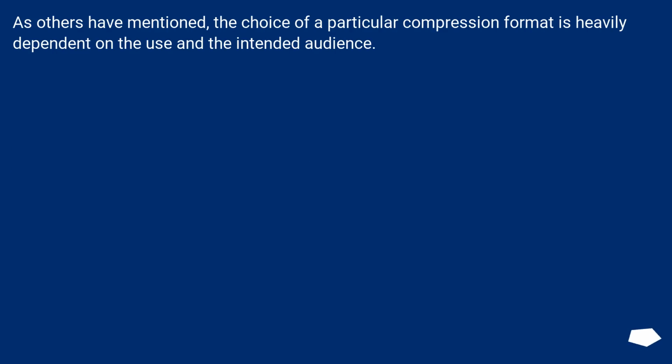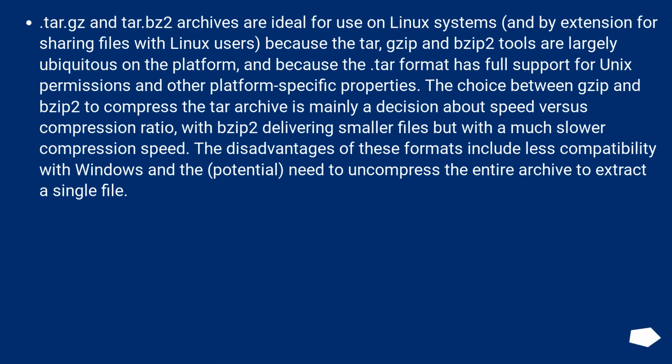As others have mentioned, the choice of a particular compression format is heavily dependent on the use and the intended audience. .tar.gz and .tar.bz2 archives are ideal for use on Linux systems, and by extension for sharing files with Linux users, because the tar, gzip and bzip2 tools are largely ubiquitous on the platform, and because the tar format has full support for Unix permissions and other platform-specific properties. The choice between gzip and bzip2 to compress the tar archive is mainly a decision about speed versus compression ratio, with bzip2 delivering smaller files but with a much slower compression speed.